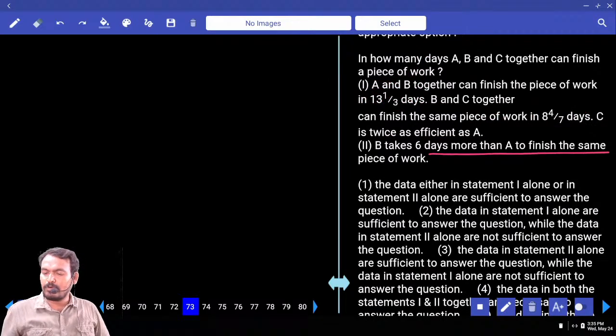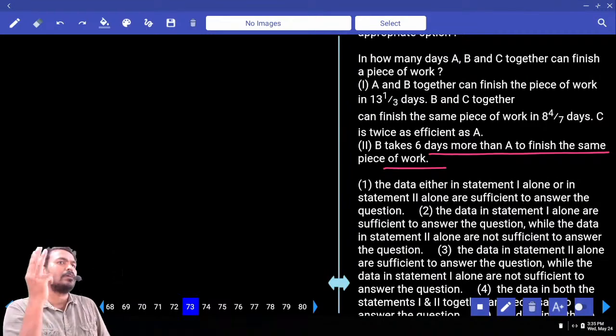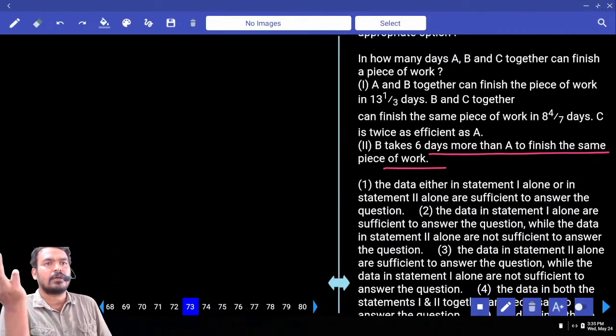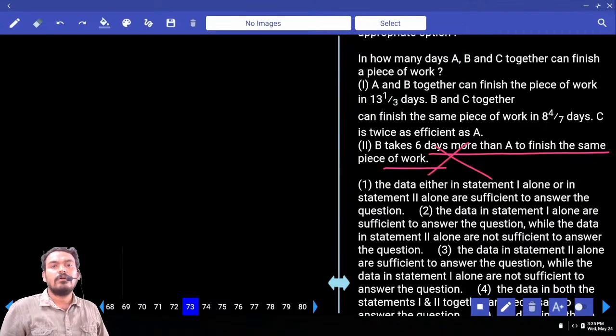B takes 6 days more than A to finish the work. But we require A, B, C, which means definitely 3% efficiency is required, total work also required. Only 2 alone not sufficient.